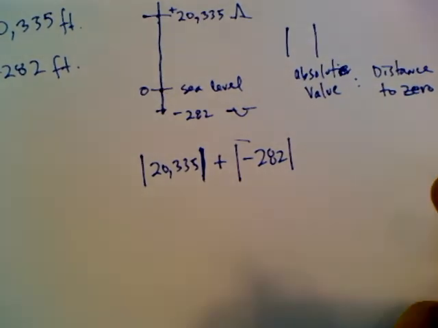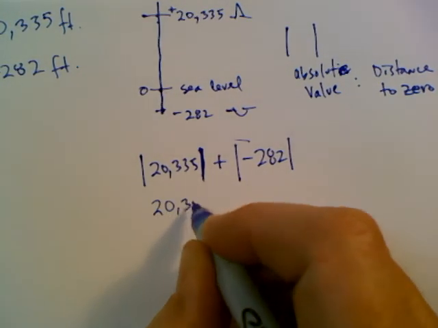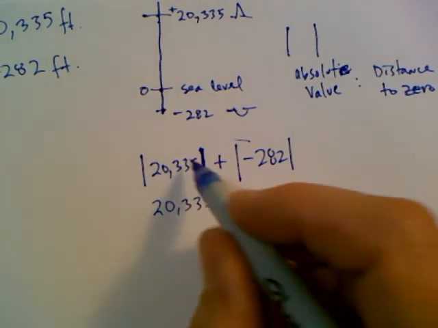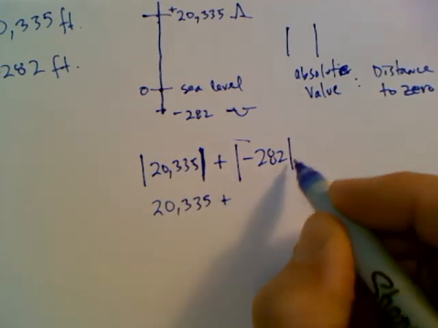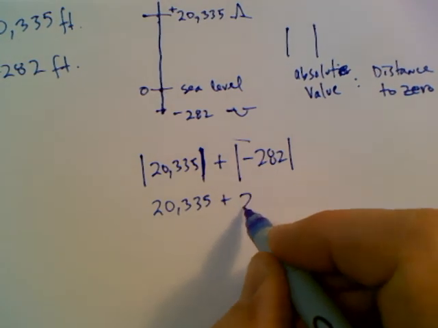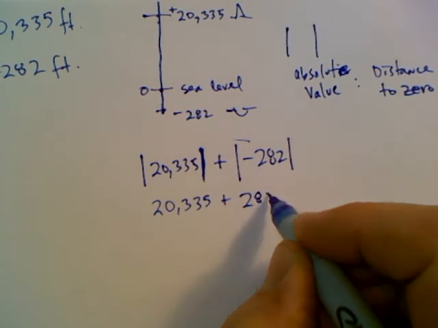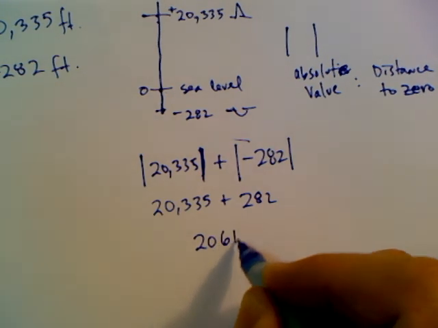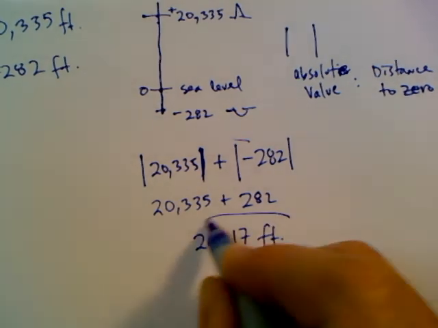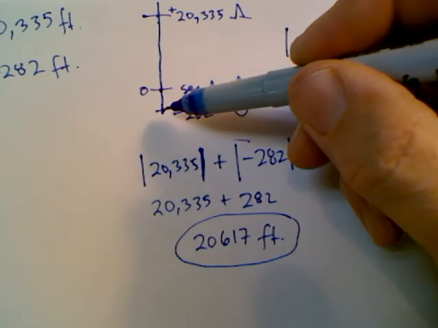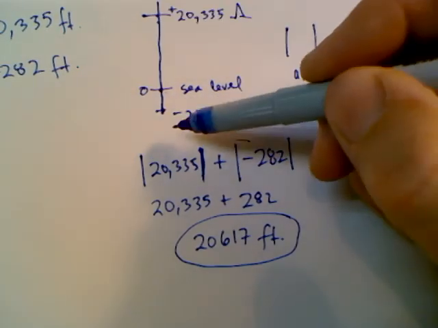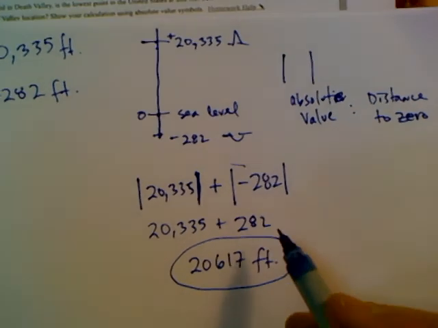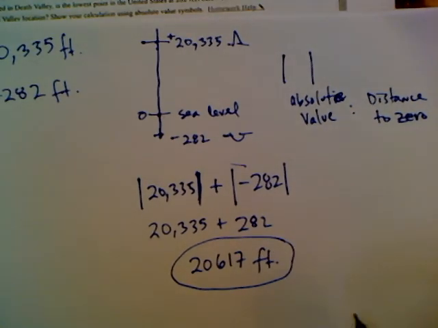The math behind absolute value is the positive value of whatever's inside. Well, 20,335 is already positive, so it stays positive. And the positive value of negative 282 is positive 282. If I add those two numbers up, it equals 20,617. So my distance from the bottom of the valley or basin up to the top of the peak is 20,617 feet. And that's the process we would go through to find that. Okay, there you go.